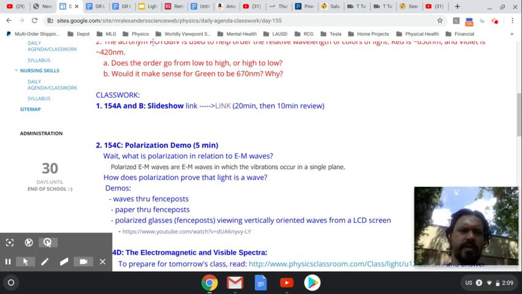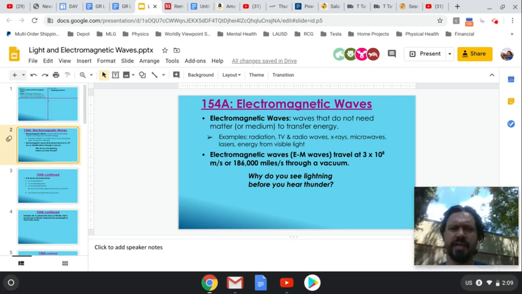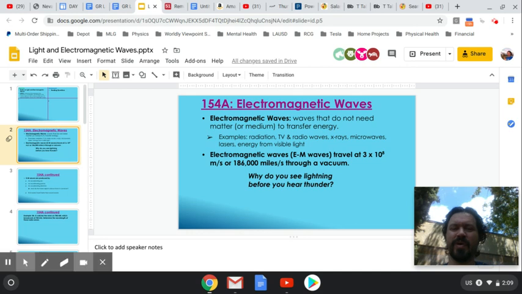Okay, so let's head off to the slideshow for today and go through this. So we see that the big difference with electromagnetic waves versus mechanical waves is that electromagnetic waves don't need matter or a medium to transfer the energy.